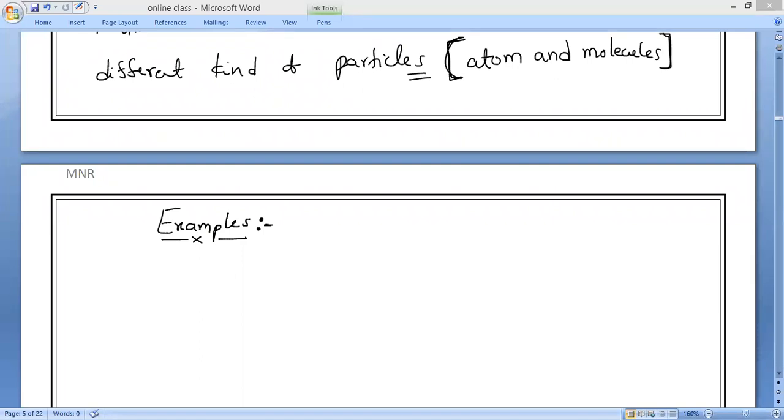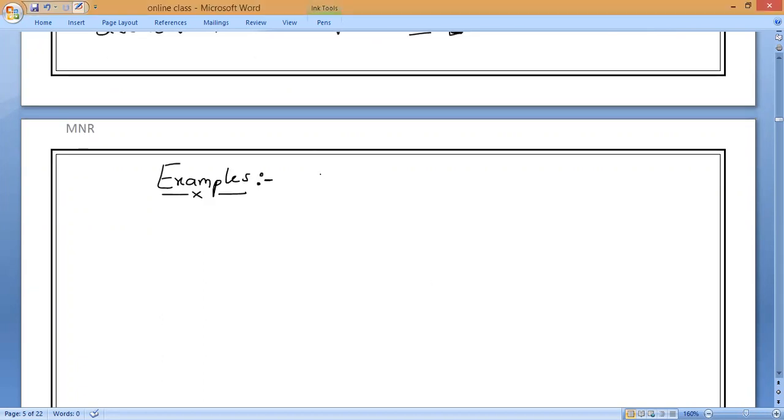Do you all drink sugar solution, sugar juice? Ready? For example, salt solution. Is salt solution a chemical reaction or physical reaction? I dissolved salt in water. Physical or chemical?